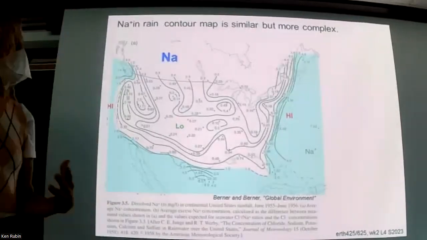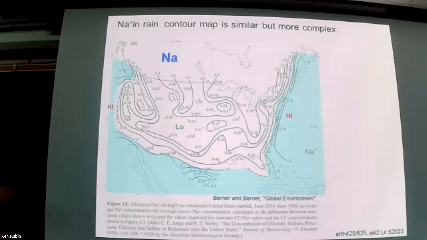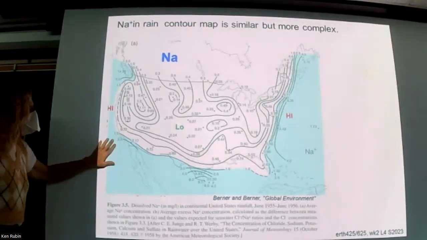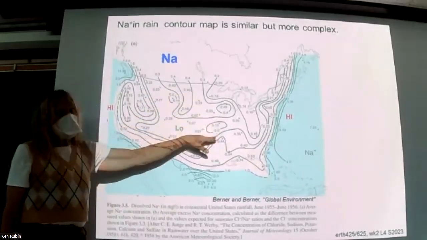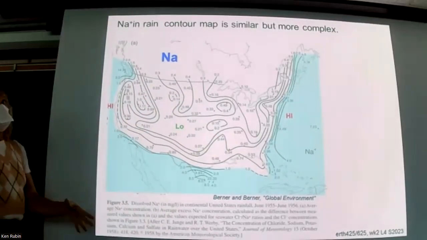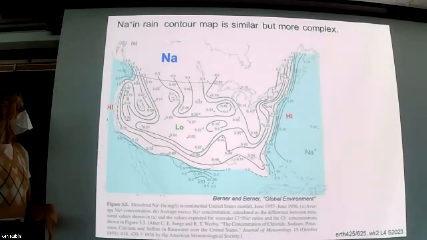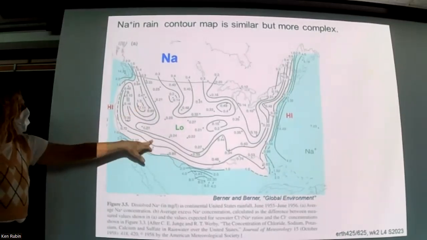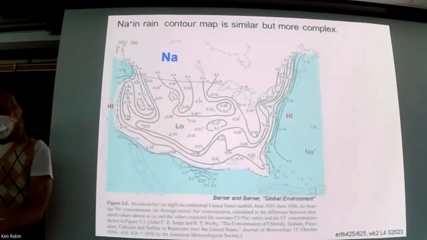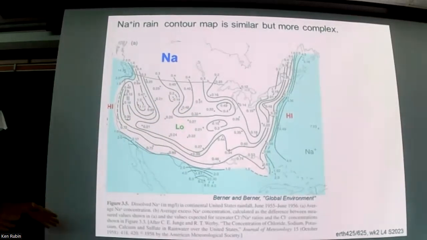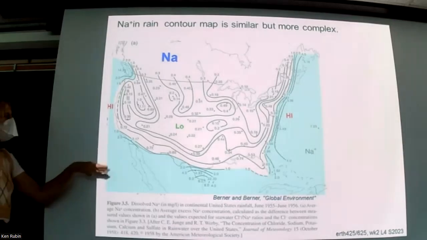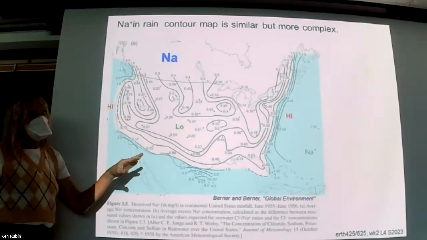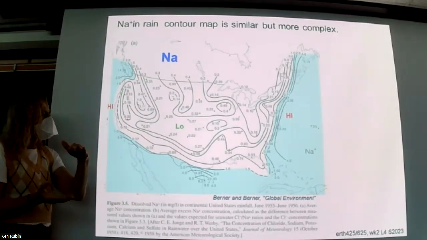So now let's look at the sodium map. And at first blush, it's kind of the same, right? We got high here, low here, high here. But when you look in detail, you'll see a lot more variation in the center of the country than we saw for chlorine. Here's a value that's over 1, and here's a value that's 0.1. Almost a factor of 10 variation, whereas for chlorine, it's more like maybe a factor of 2. So we can already start to see that there's a little bit more going on with the sodium than with the chlorine, which is why I don't like to use sodium as my normalizing element.